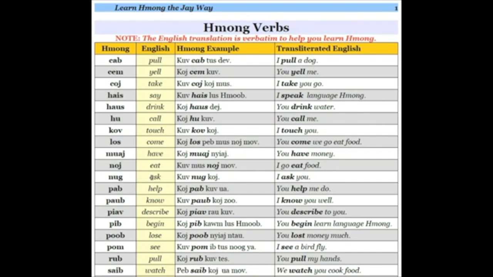Nu, to ask. Gu nu go, I ask you. Ba, to help. Go ba gu wa, you help me do. Bao, to know. Gu bao ge zhong, I know you well. Bia, to describe. Go bia zhou gu, you describe to me. Bi, to begin. Go bi ge lu Hmong, you begin learn language Hmong. You begin to learn Hmong, that is.